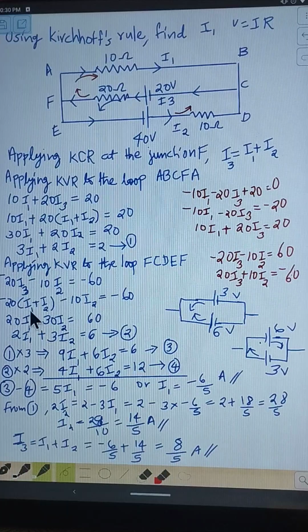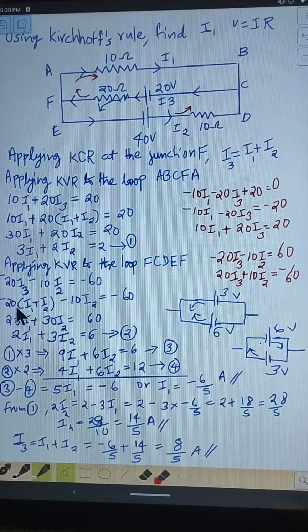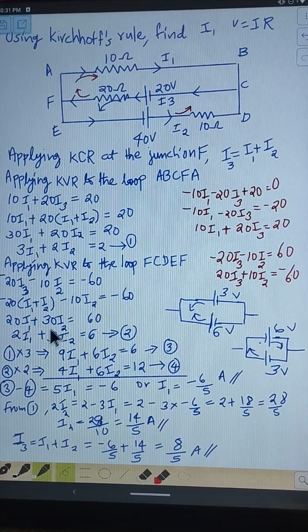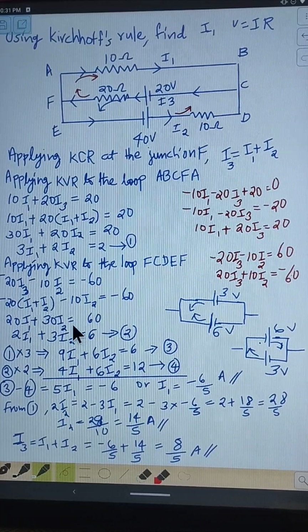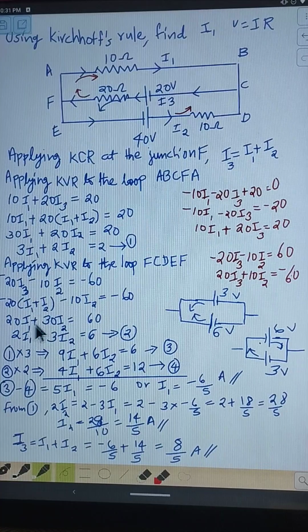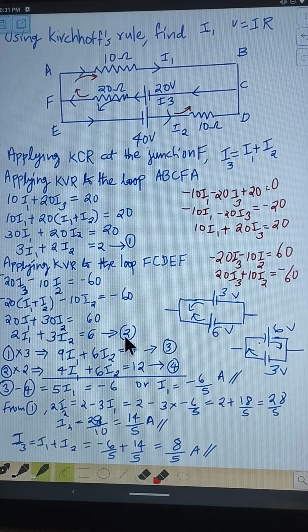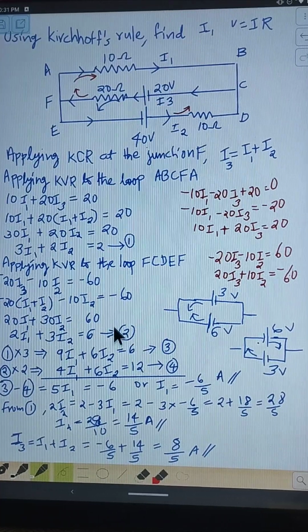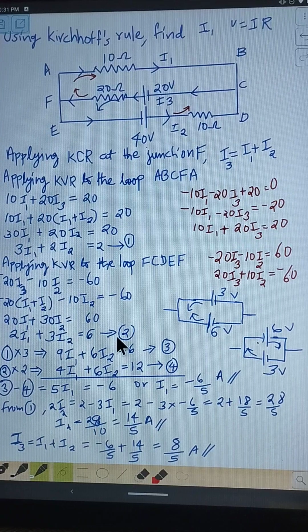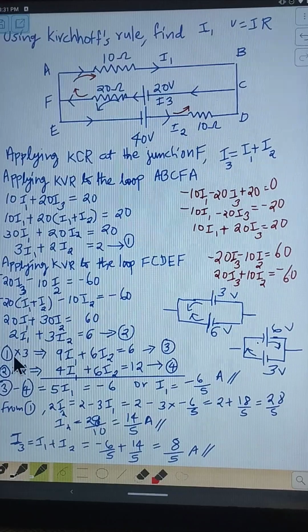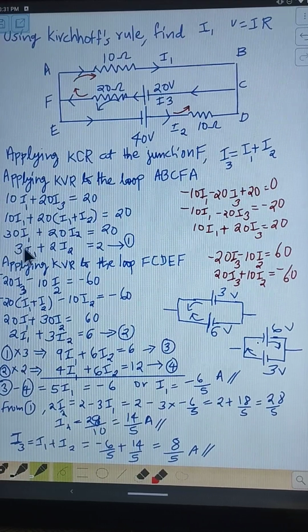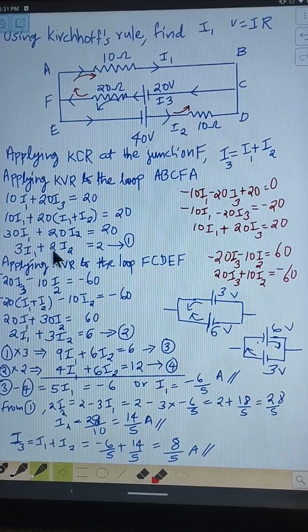Means after eliminating the negative sign from all sides, then we have 20I1 plus 20I2 plus 10I2, that is 30I2. Then dividing throughout by 10, we got equation number 2. Now comparing 1 and 2, just multiply equation 1 by 3. So 3 into 3, 9I1 plus 6I2 is equal to 3 into 2, that is 6.